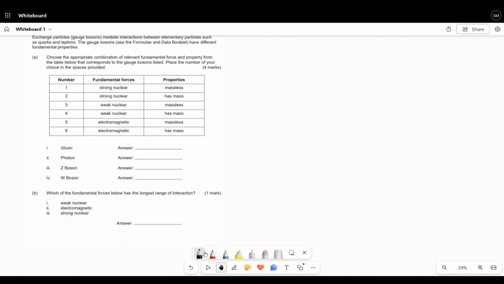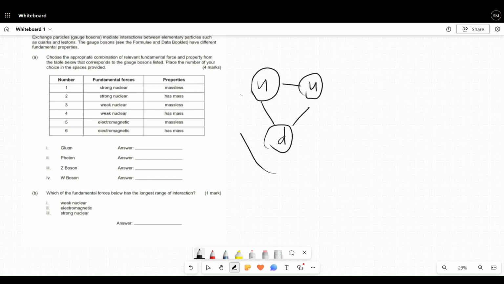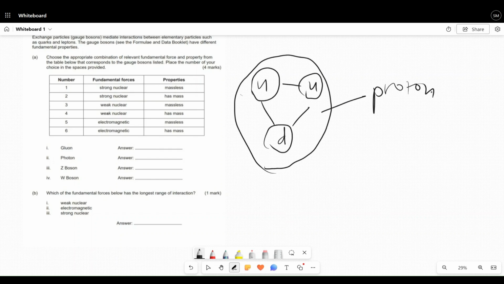So let's get started. Gluons. Gluons are responsible for the strong nuclear force. Let's say I have three quarks here, an up quark, an up quark, and a down quark. Really, really basically, what is it that holds these quarks together to make a proton? Well, it's the strong force, right? And the strong force which holds these quarks together is mediated or carried by gluons.